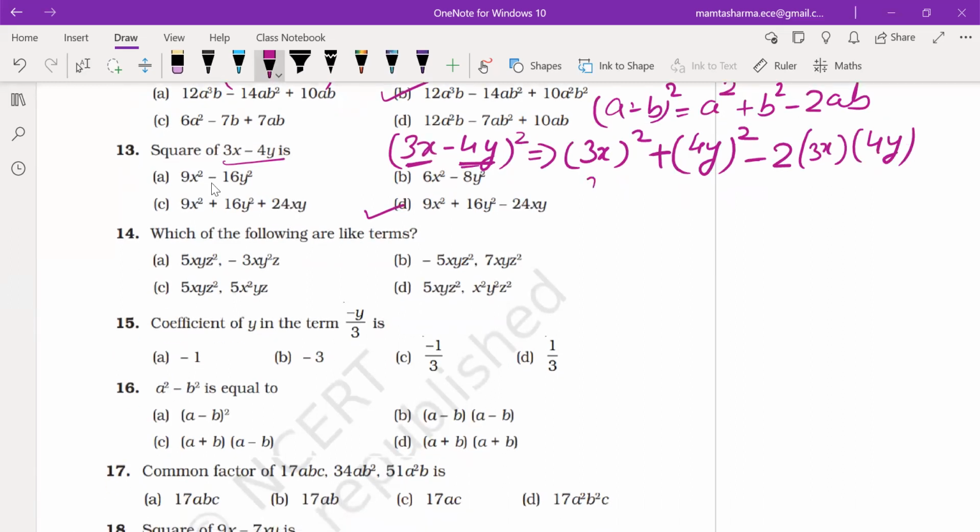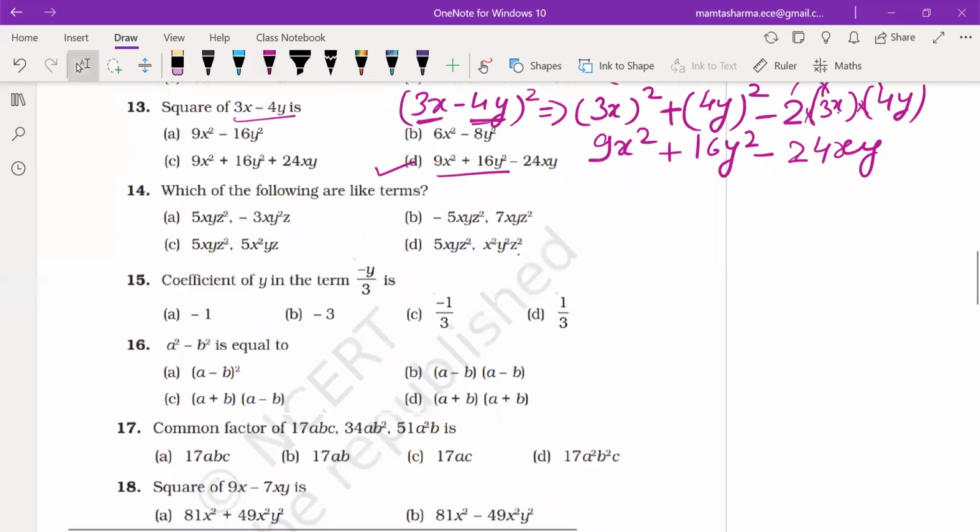3x square would be 9x square, and 4y square would be 16y square. Now the multiplication of these three terms: multiply the numbers directly, 2 times 3 is 6, 6 times 4 is 24. And x into y would be written as xy only. So the answer D is correct.